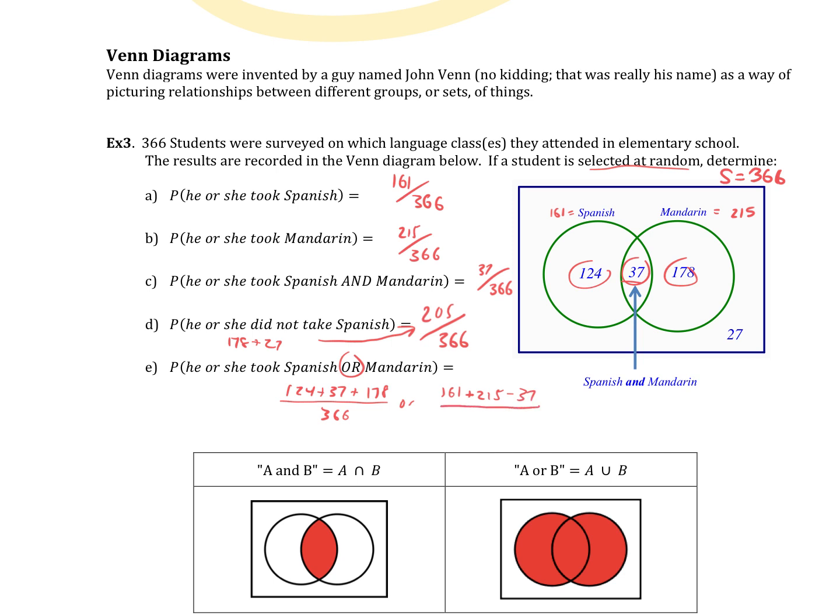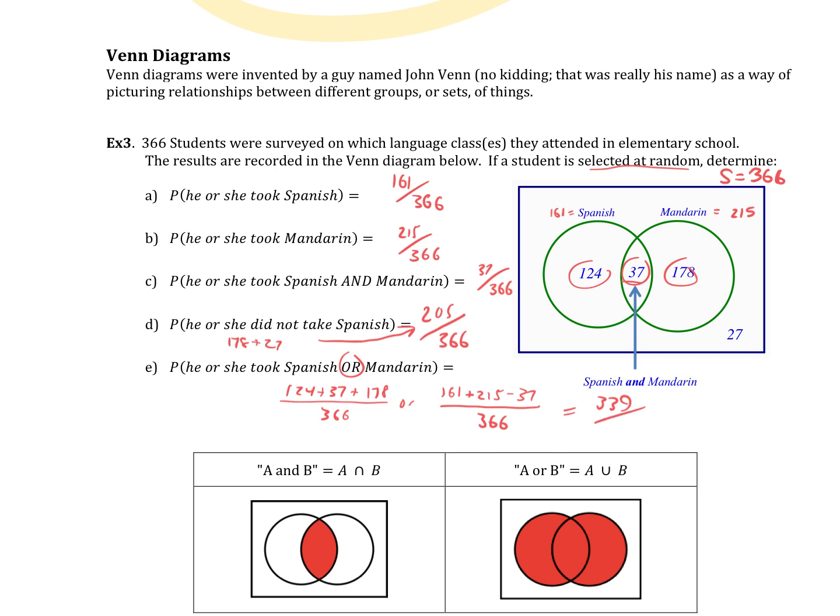You're thinking, oh my gosh, wait, you said count the 37. Why am I subtracting it? Because I counted it twice in here. That's why I'm subtracting it. That's a longer story. If that doesn't make sense right now, that's okay. You don't have to worry about that. But what is 124 plus 37 plus 178? That is 339.